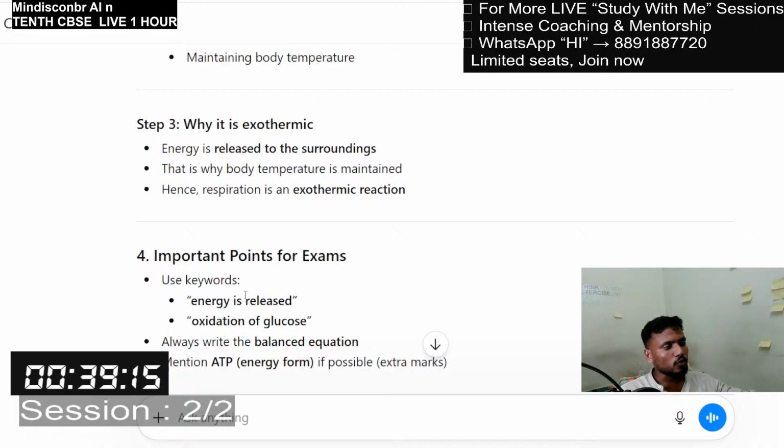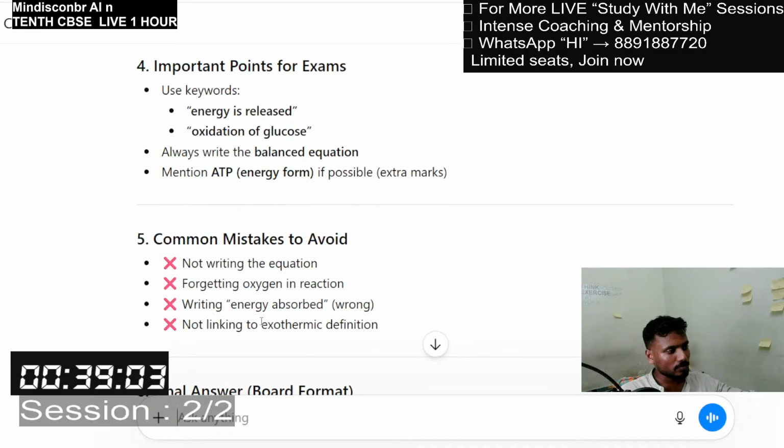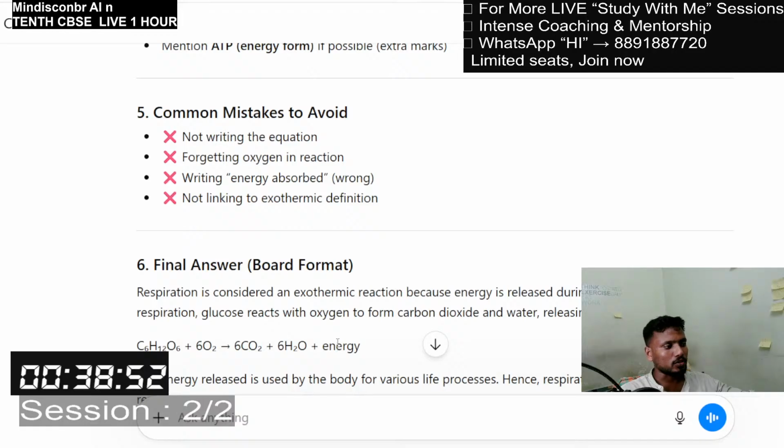Important points for exams. Use keywords: energy is released, oxidation of glucose is happening. Always write the balanced equation. Mention ATP or the energy form if possible. Common mistakes to avoid: not writing the equation, forgetting oxygen in the reaction, writing energy absorbed, that is wrong, and not linking to the exothermic definition.